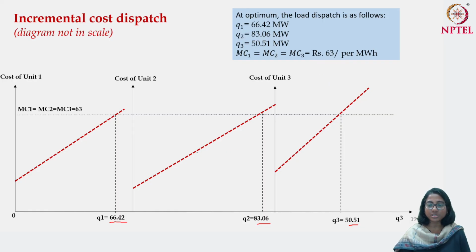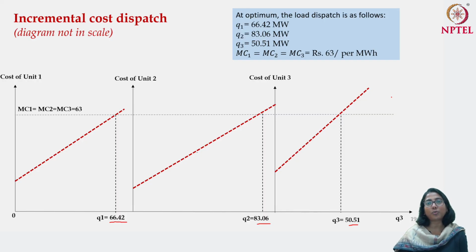Clearly you can see the most efficient plant, that is unit 2, is producing the most, followed by the next efficient unit, which is the first unit, and the third unit produces the least amount of output. So this is in a nutshell the problem of dispatching when you have the spinning reserve on.